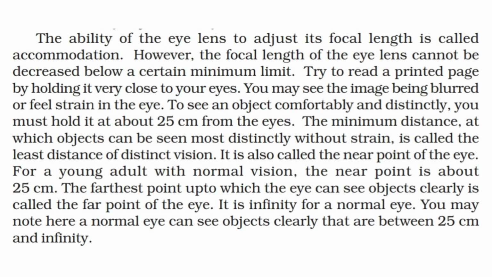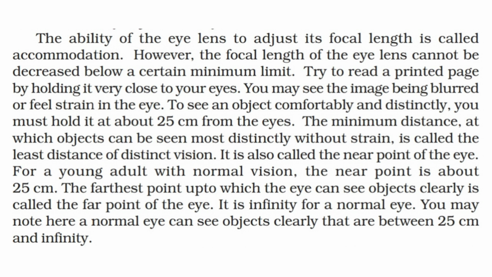So why is it? Because we can see clearly at about 25 centimeters. That means the distance between the eye lens and the letters is 25 centimeters. We can observe clearly. So that's why, to see an object comfortably and distinctly, you must hold it about 25 centimeters from the eyes.